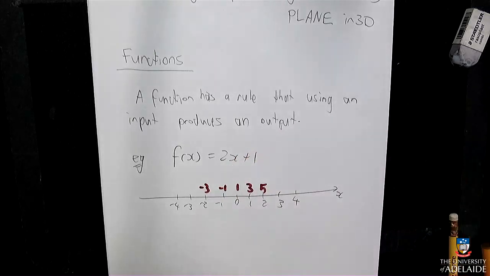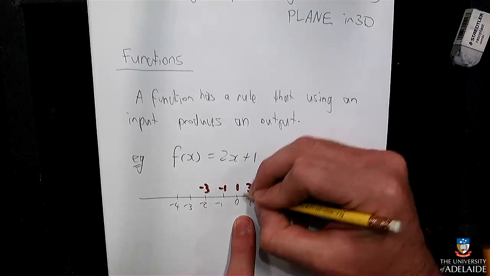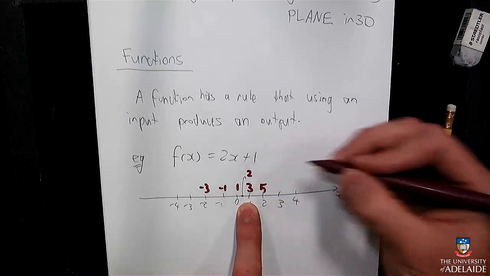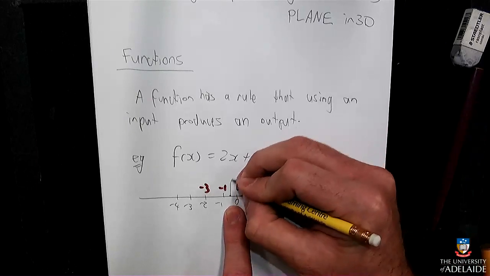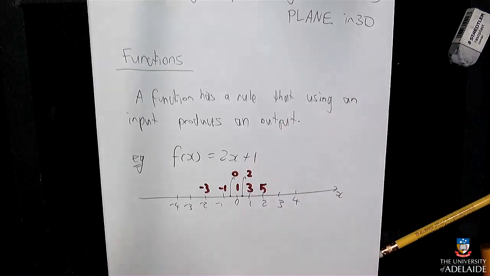And I could also put in any other number. Like I could put in a half as well. So here at a half, the answer is 2 times a half plus 1, which is 2. And here at minus a half, 2 times minus a half would be minus 1 plus 1, which is 0. And every point here has a number attached to it that it produces when you do the function. And that is a way to imagine it.